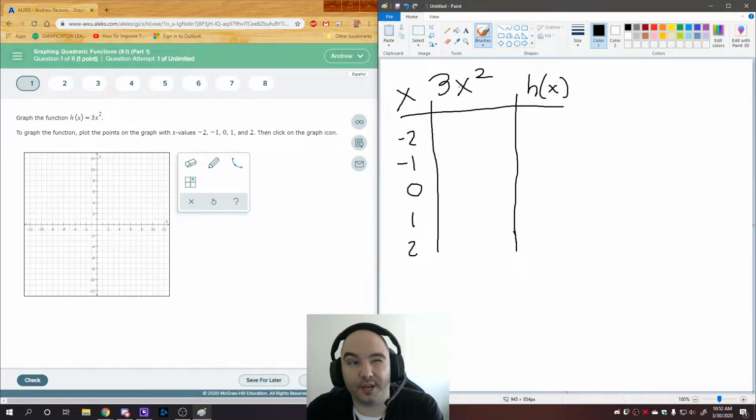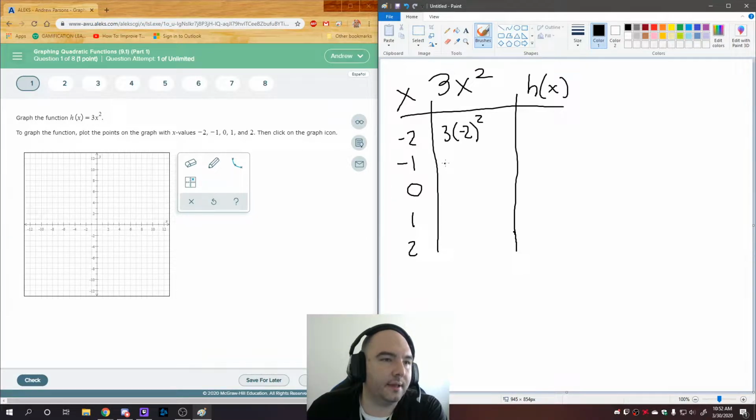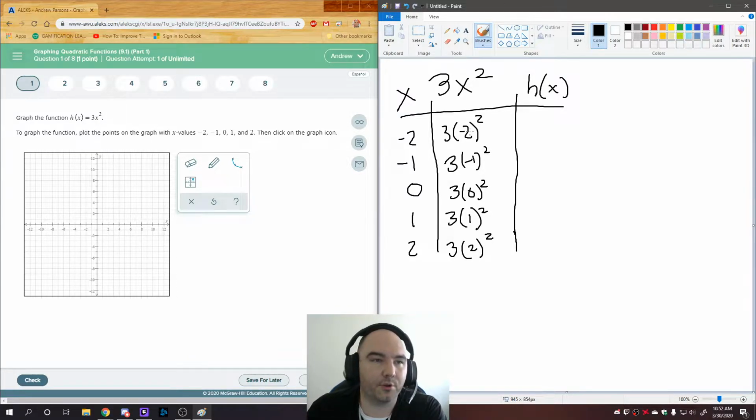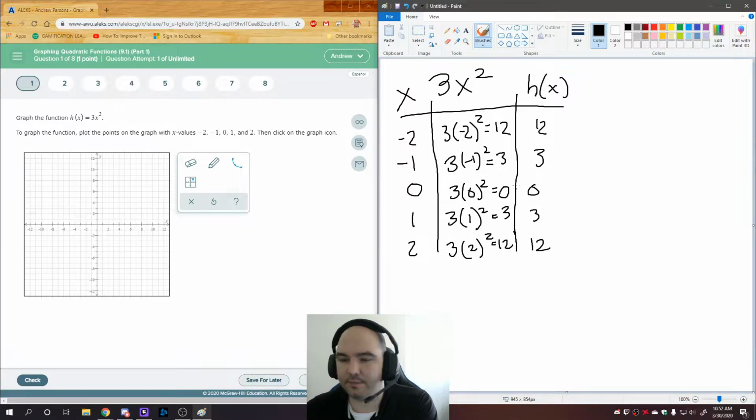To be legit, I really should have put h of x equals that in the middle. Whatever, it's fine. So I'm going to do 3 times -2 squared, and 3 times -1 squared, and 3 times 0 squared. I think you're getting the gist of where I'm going. I'm replacing the x each time with the value that's supposed to be plugged in for x. Now you can use a calculator, whatever. I'm really gonna skip the process here. I hope you'll understand that this makes 12, this makes 3, this makes 0, this makes 3, and this makes 12. Let me write those outputs again on the far side. Yes, it'll look symmetrical. That's not always the case, but in this case, that's what's happening.